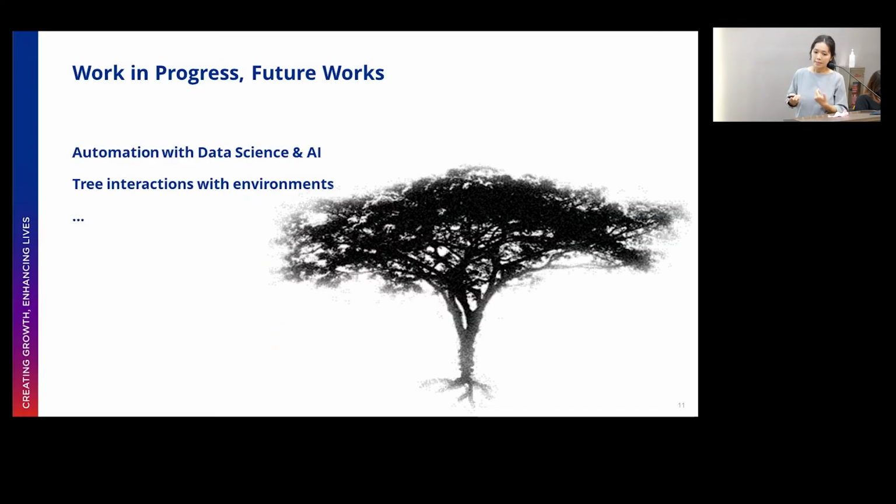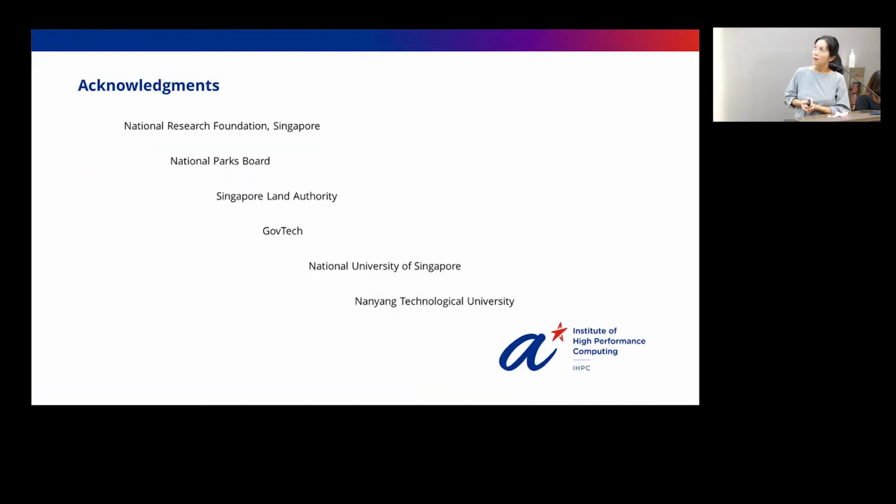Yeah, so as I say, this tree modelling is actually very complicated, and there are many interesting aspects that we have yet to address. One of the things we are currently working on is full automation with data science and AI, for example, how we can automate species recognition just from the remote sensing. We are also looking at how to model tree interactions with the environment, for example, the sunlight, the gravity, tree pruning, building structures and walls, neighboring trees, and so on.